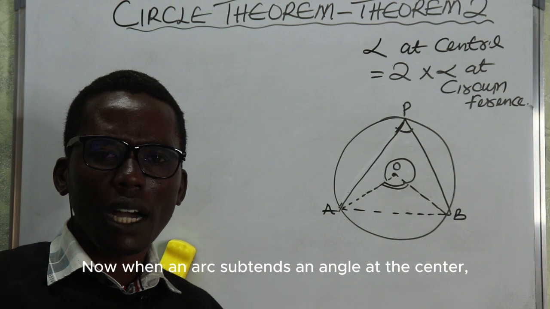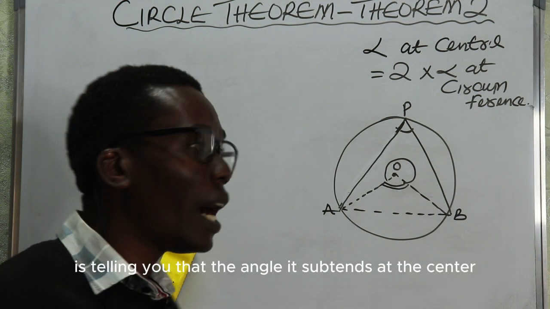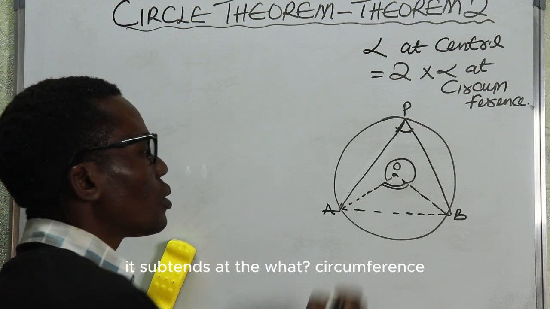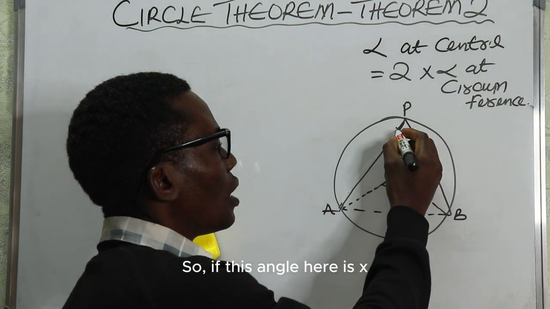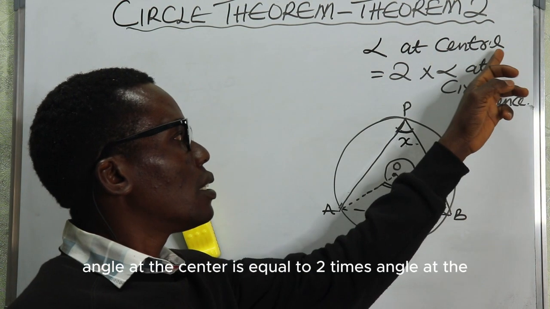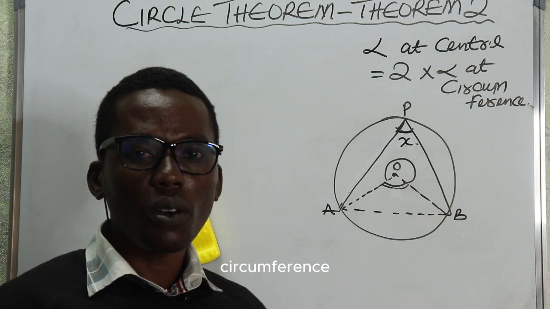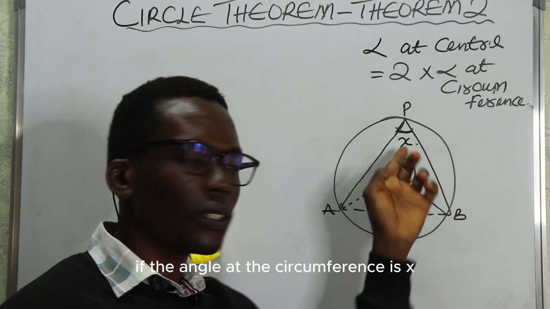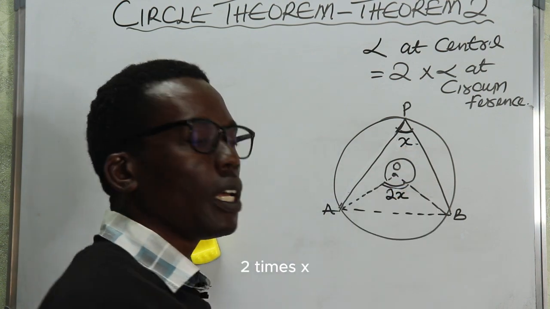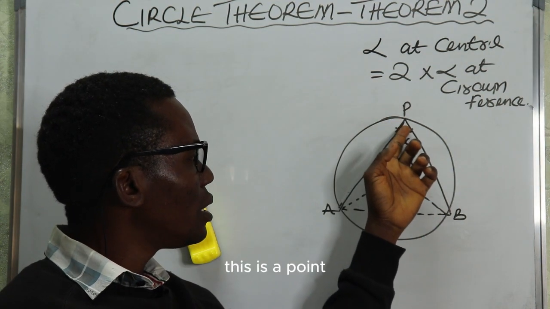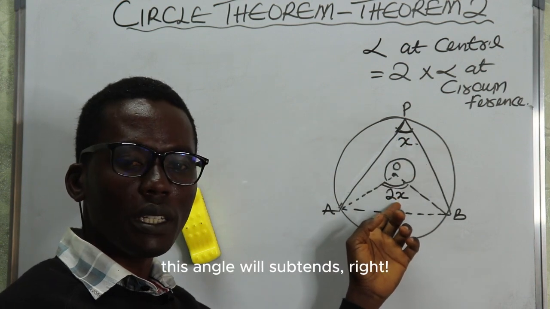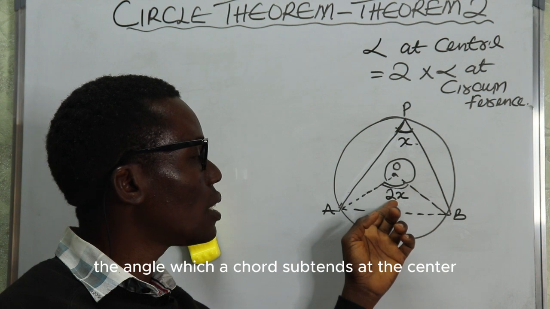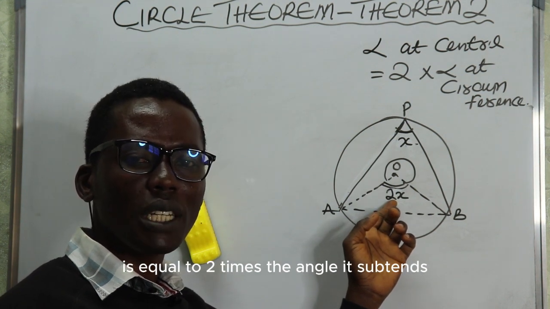Now when an arc sustains an angle at the center, this theorem is telling you that the angle it sustains at the center is equal to 2 times the angle it sustains at the circumference. So if this angle here is x, the angle at the center is equal to 2 times the angle at the circumference. If the angle at the circumference is x, that means the angle at the center will be 2x. Remember the theorem: the angle which a chord sustains at the center is equal to 2 times the angle it sustains at the circumference.